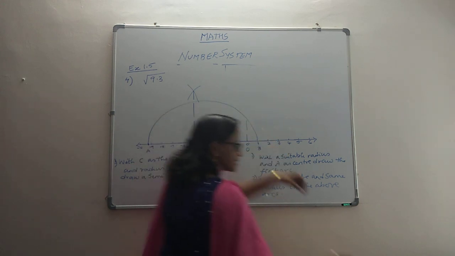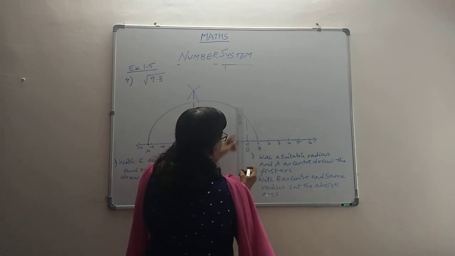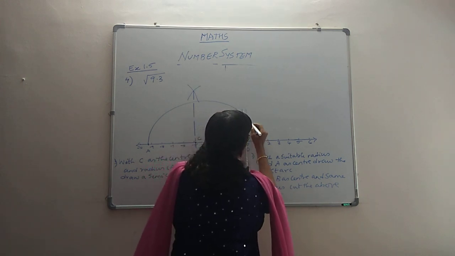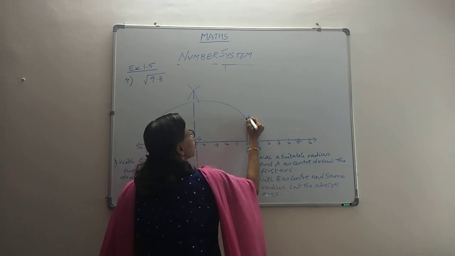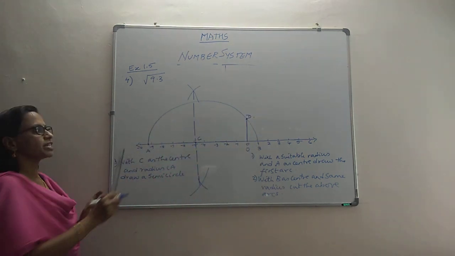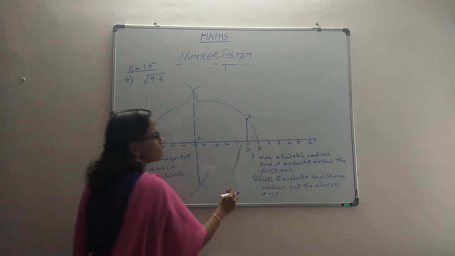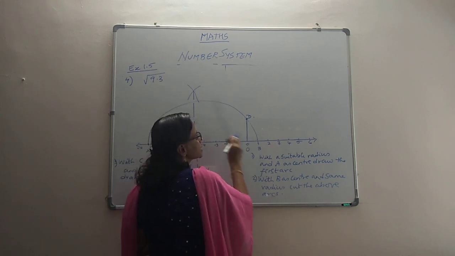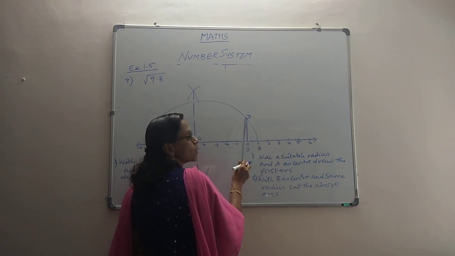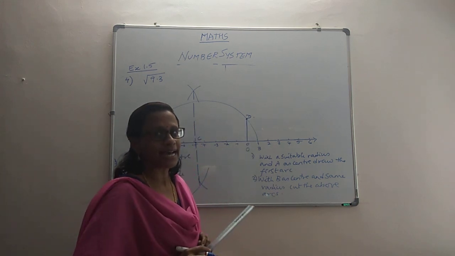We have to draw the perpendicular such that it meets the semicircle at a certain point, and that point, let's call it D. So what we have done, first we drew the semicircle, then we took a perpendicular from O such that it meets the semicircle. The place where it meets the semicircle, we call it D.